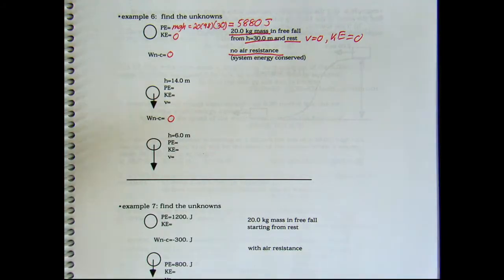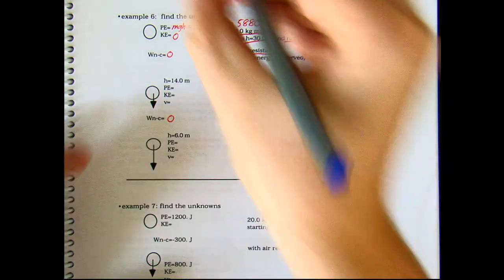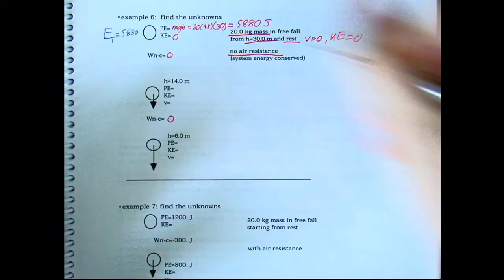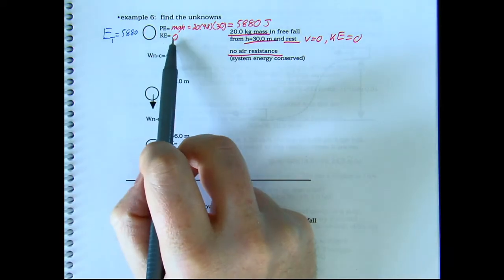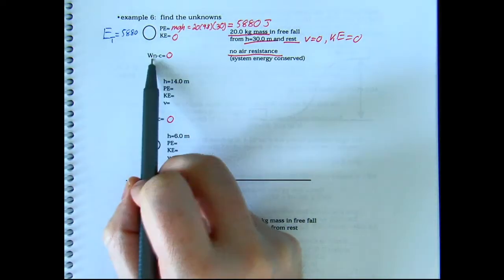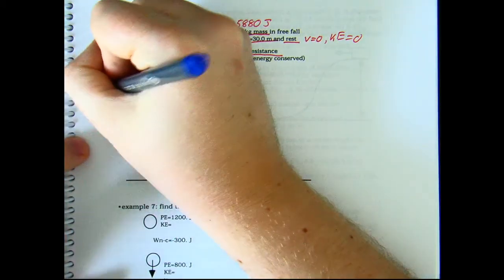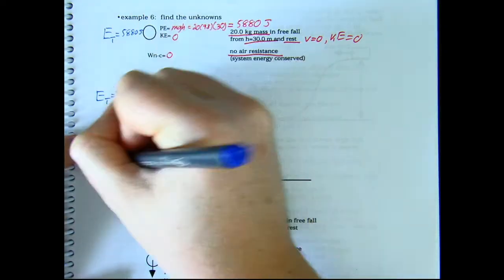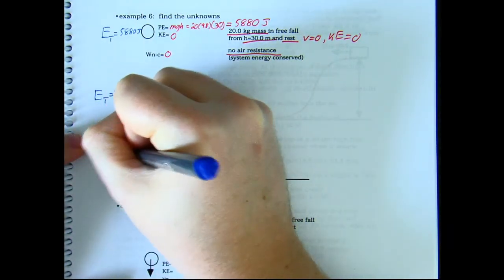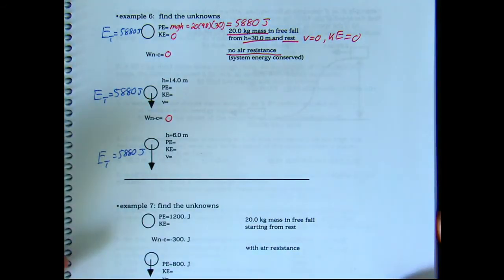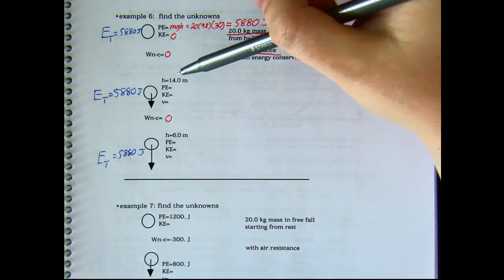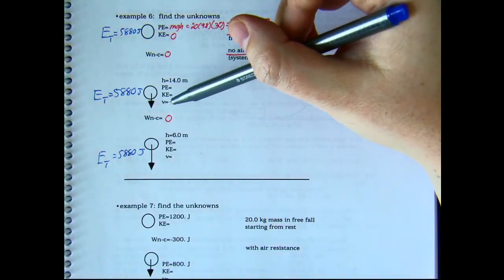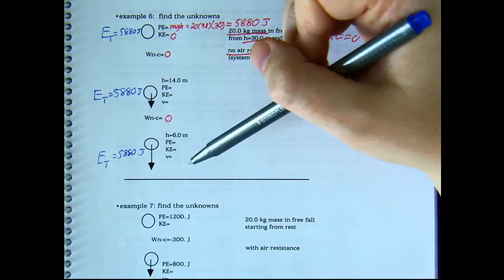Potential energy and kinetic energy. That's my potential. There's my kinetic, which means E total at this point is 5,880. No air resistance means no work done at any stage, which means my energy total has to remain the same, 5,880 joules, all the way down. So we can use the height at each stage to find out what my potential energy is, and then kinetic energy is relatively easy to find. As potential energy decreases, kinetic energy increases.